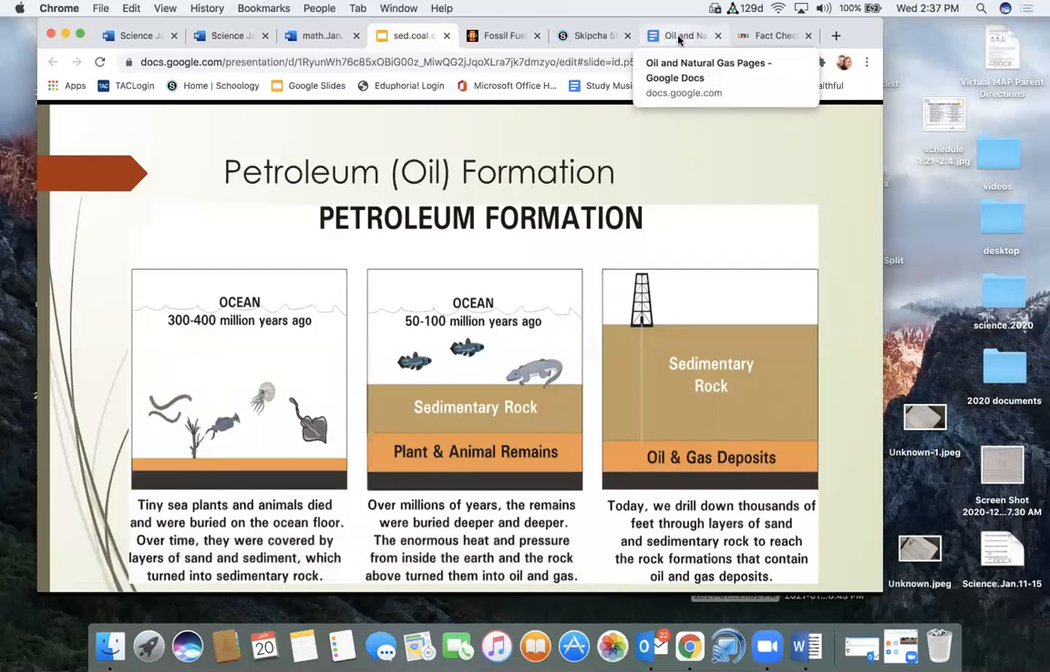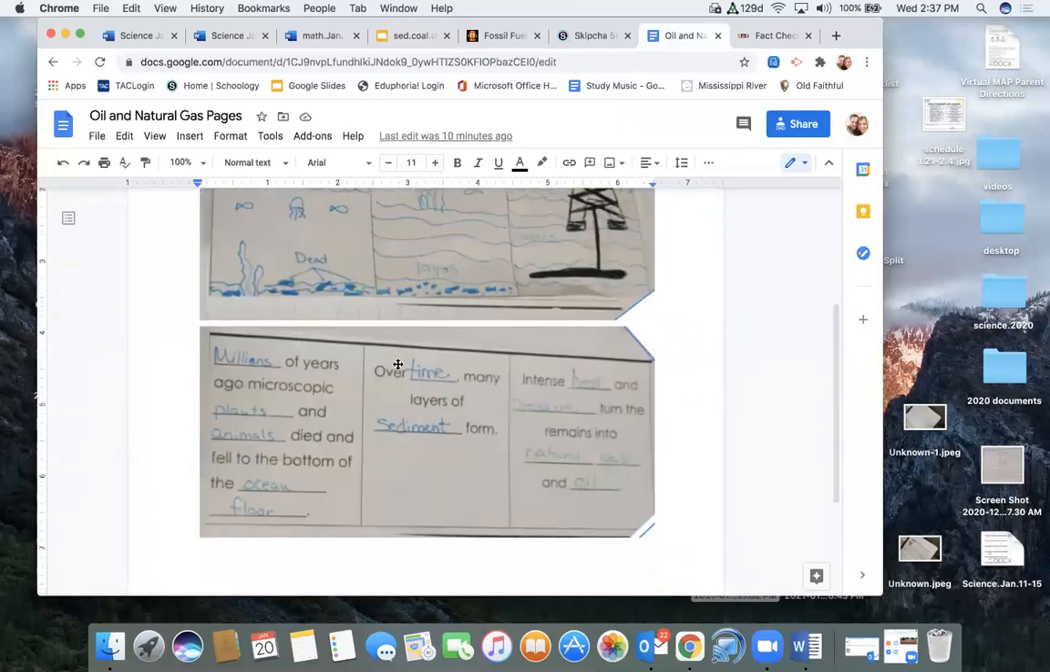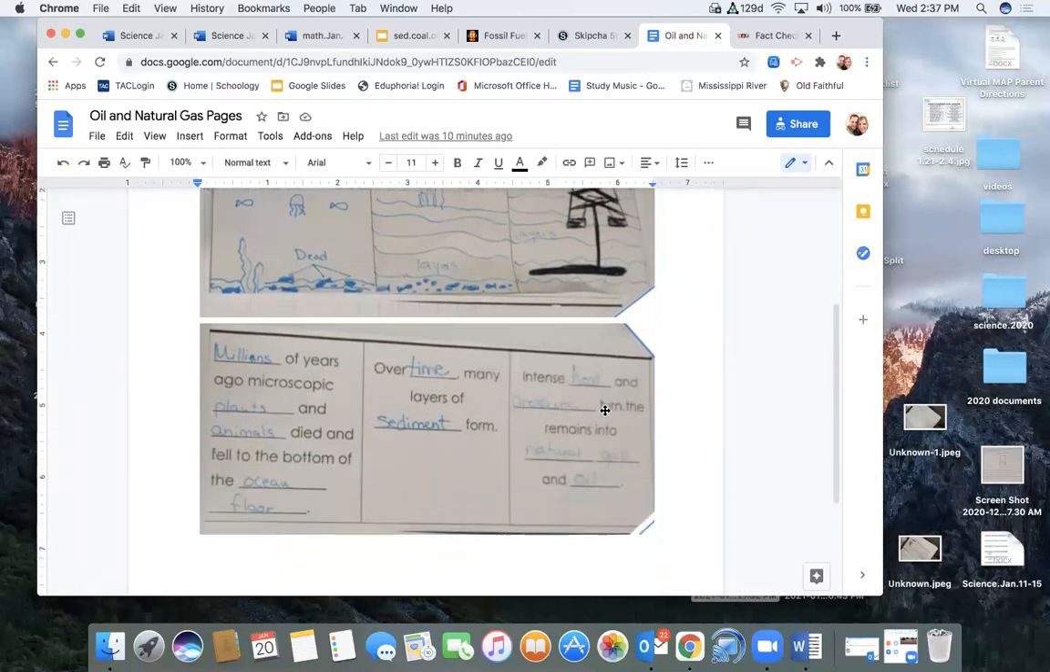The next thing I'd like to share with you is this. This is a page of notes. There's a blank copy right underneath it. Here are the notes that you will be filling in. It occurs from 300 to 400 million years ago, and there's a lot of plant life and animal life, and then they die and they fall to the bottom. And then layers upon layers upon layers of sedimentary rock form on top of them, and then today we are able to drill down and get that oil.